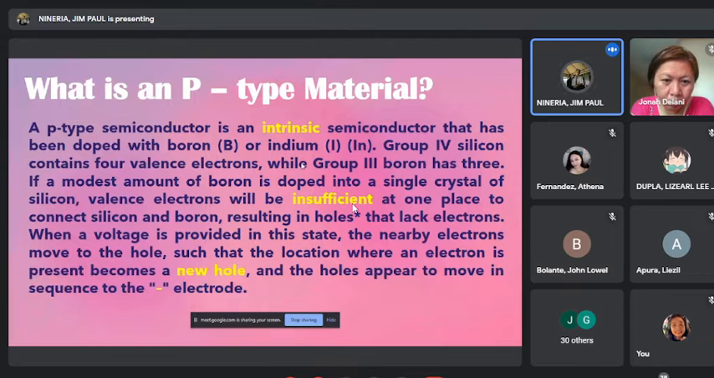Next, what is a P-type? A P-type semiconductor is also an intrinsic semiconductor that has been doped with boron. With boron and indium, since group 4 silicon contains 4 valence electrons, these are called trivalent impurities, since they belong to group 3 and have only 3 valence electrons. In order to be called a P-type material, it needs a deficiency of 1 electron. So, insufficient. And that becomes a hole.